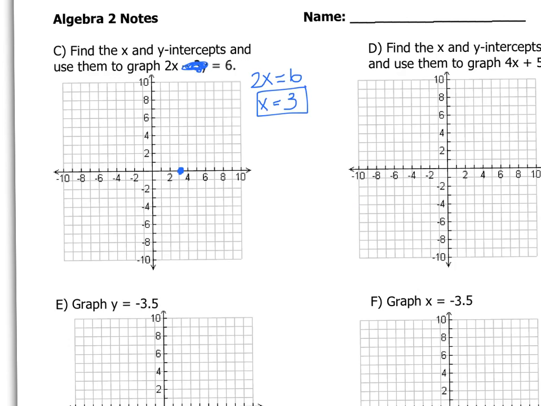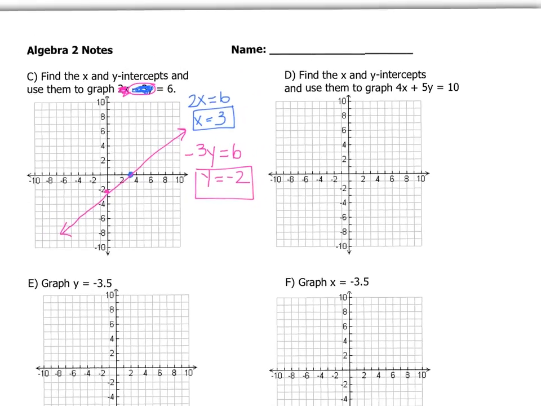To find the y-intercept, we'll do the same thing. We will cover up the x. So remember there was a negative 3y there. So negative 3y equals 6. Solve for y, that's negative 2. So that means on the y-axis, the line crosses at negative 2. And then you would just connect those intercepts to draw your line.